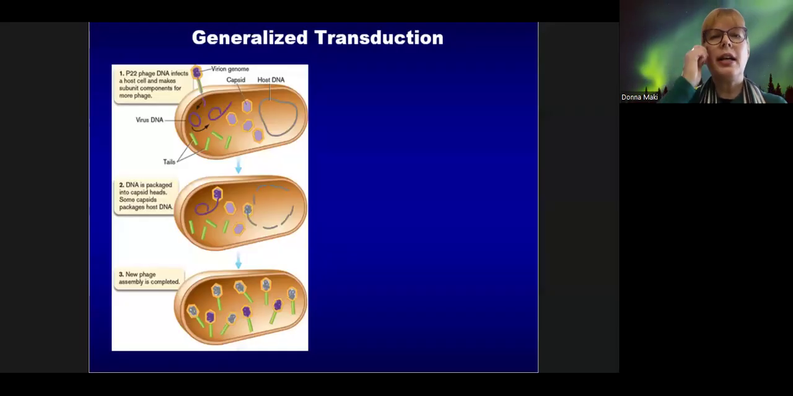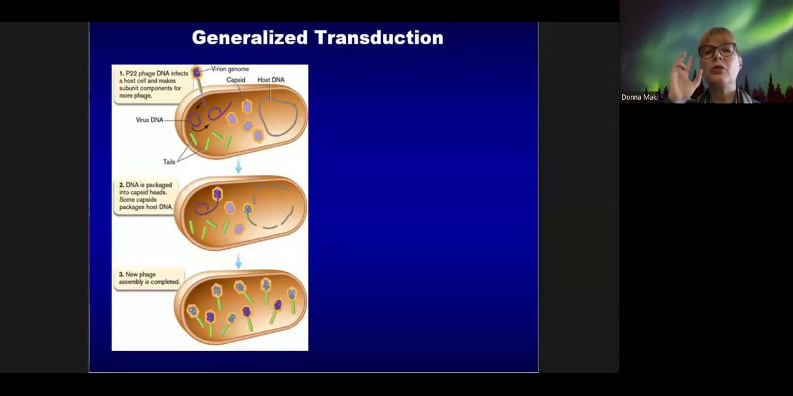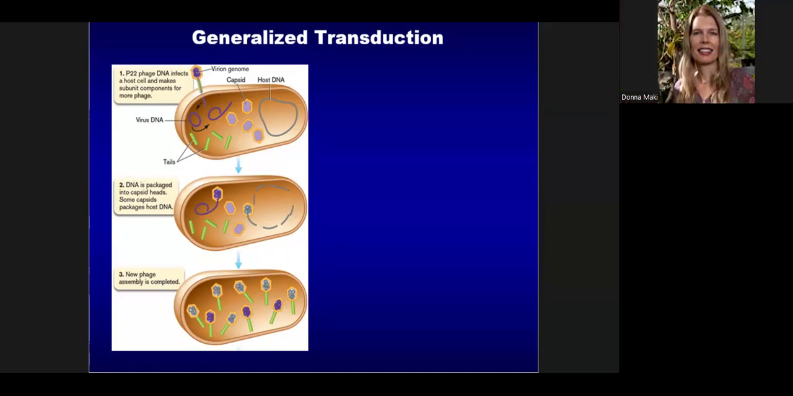So with transduction, I said that there's two methods. You've only learned one so far, but that's the generalized one. Can you think why they call it generalized? What are they zooming in on here where they're saying, oh, it's generalized? Random, very good. Random. It's all random.